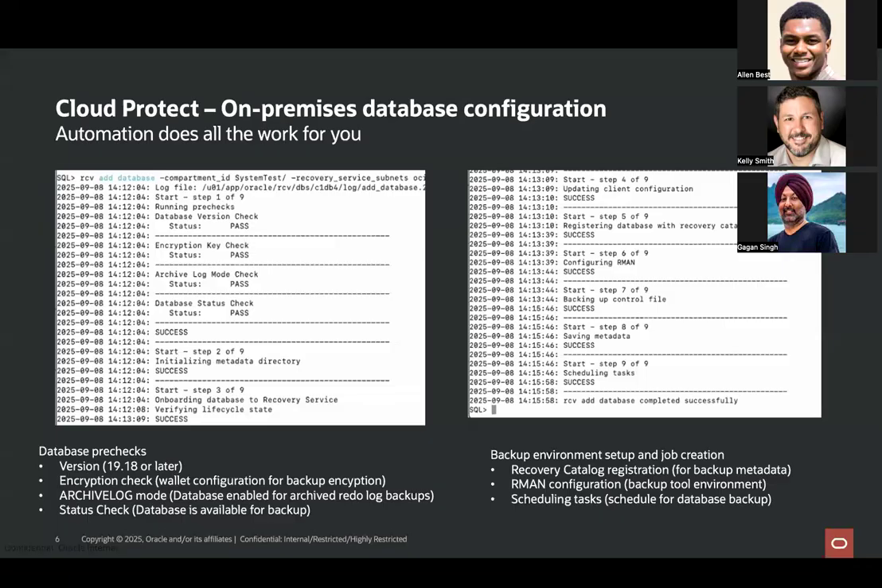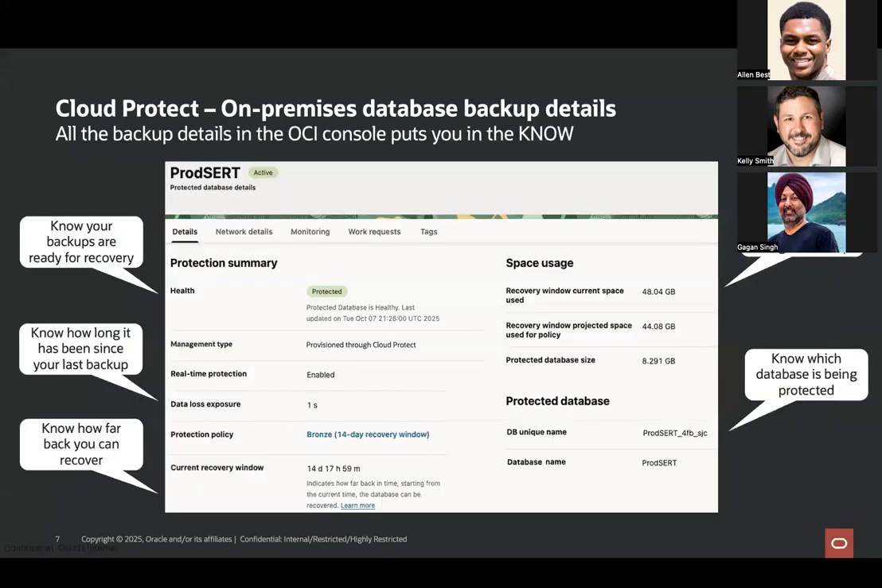And we do have documentation that will go over the entirety of the actual setup and walk you through it. But once this is all set up, you will be able to see your database and help within the actual cloud environment. And this is basically what we see here. So here we see the on-premises database backup details. So this is all the details within the OCI console, and this basically allows you to see exactly what's going on.